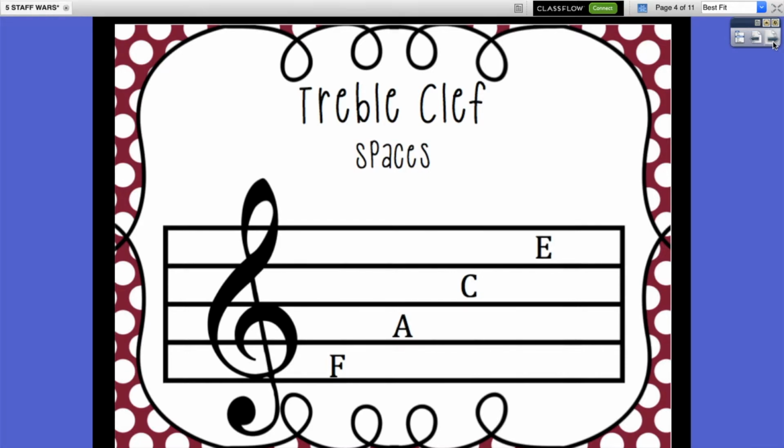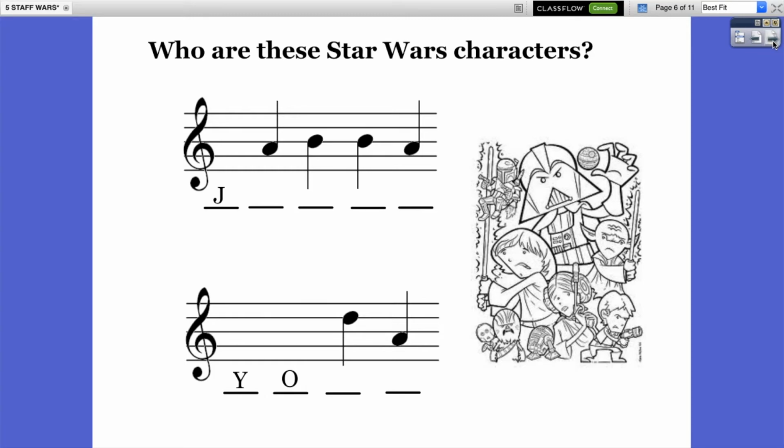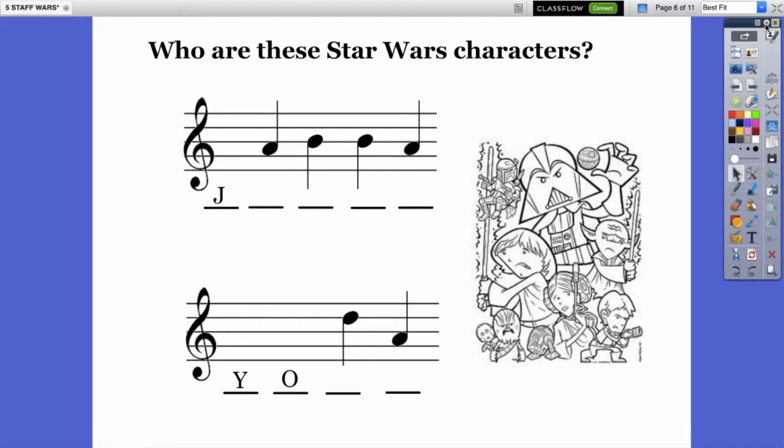When we talk about the notes on the spaces, we have one rhyme that works perfectly. Faces on the space. It goes FACE, and that's all you need to know. So here we are looking at the Star Wars names. How can I figure out what these letters are to make up the name?